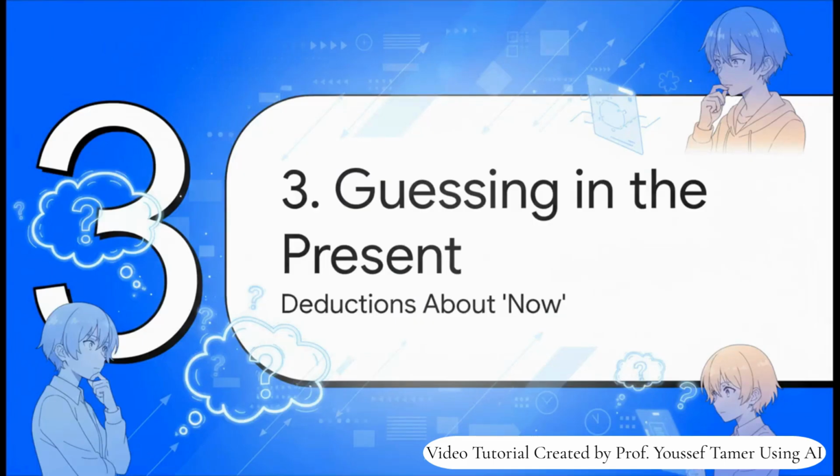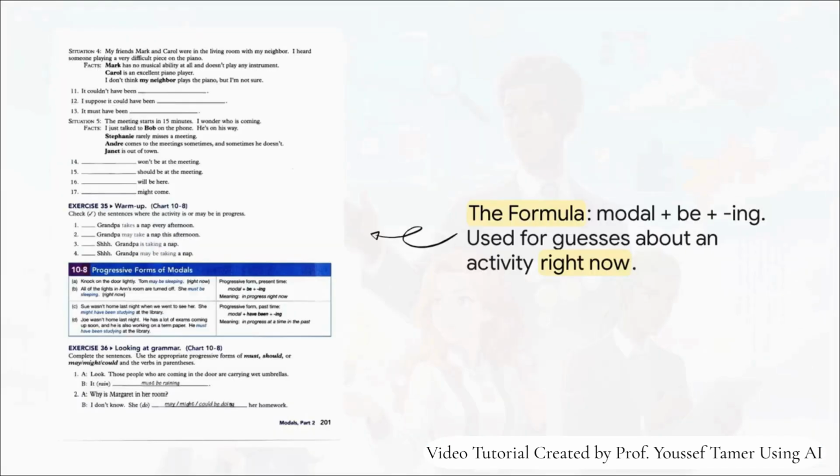Okay, let's start with the here and now. How do we use this tool to figure out what's going on in the present moment? The formula for this is actually pretty simple. For any guesses you're making about right now, you just take a modal verb, words like may, might, or must. Then you add the word be, and then your main verb with an ing at the end. That's it. That's the whole formula.